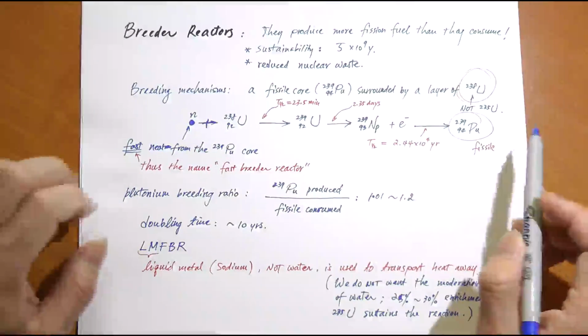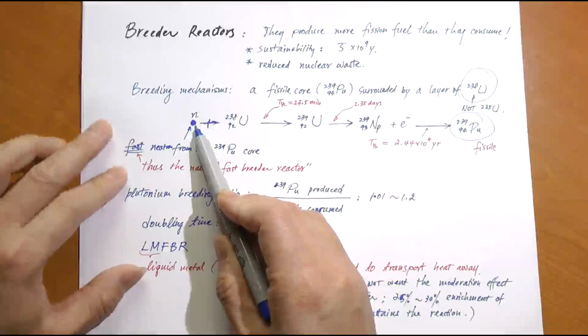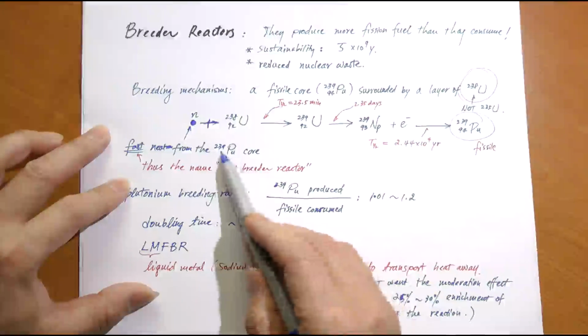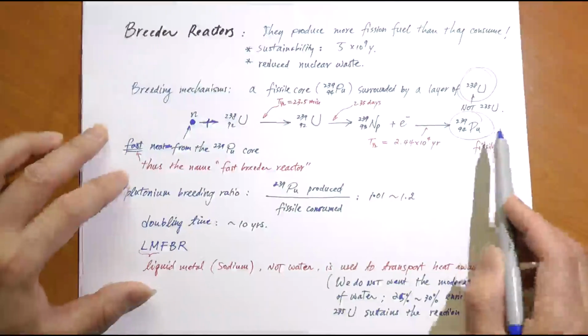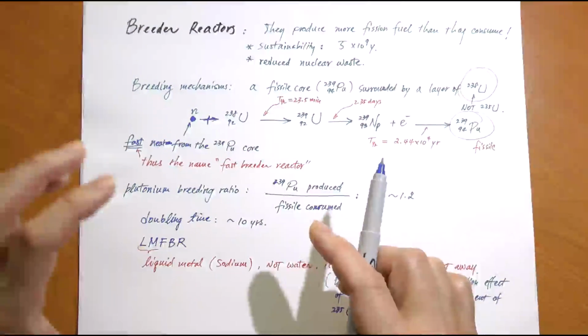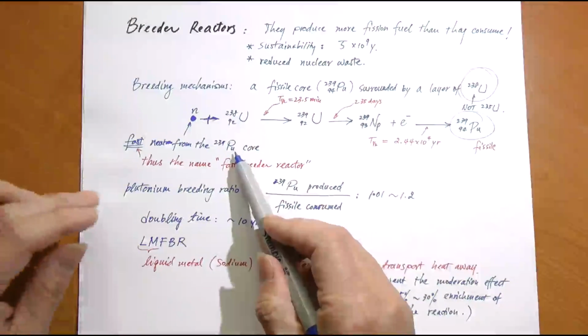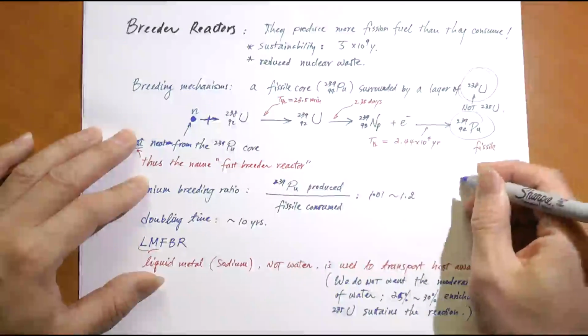So the question is, who gives you this fast neutron? The fast neutron is produced by plutonium-239, the end product. So we have to start with a core of plutonium-239. Okay, so we have a core.